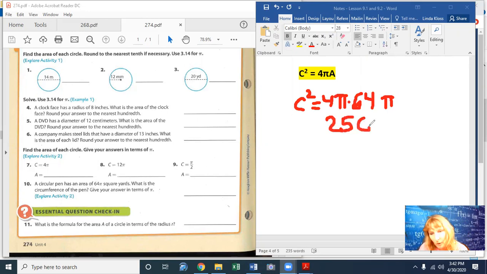I should have known that one. 256. And what about when we multiply pi times itself? Remember I said don't do that 3.14 times 3.14 yet? No. So it's just pi squared, okay? Just pi times itself. So pi squared. Leave it just like that. And that is all equal to circumference squared.